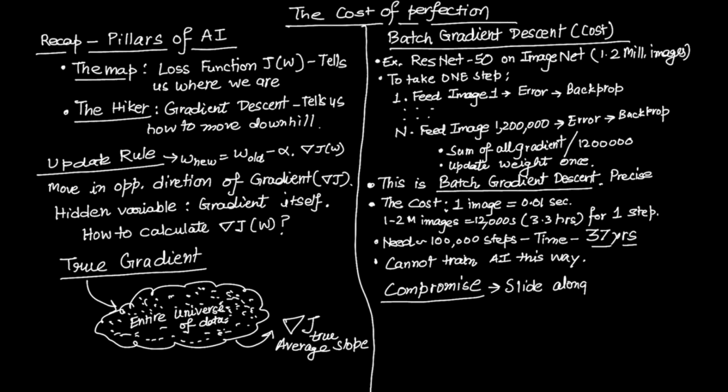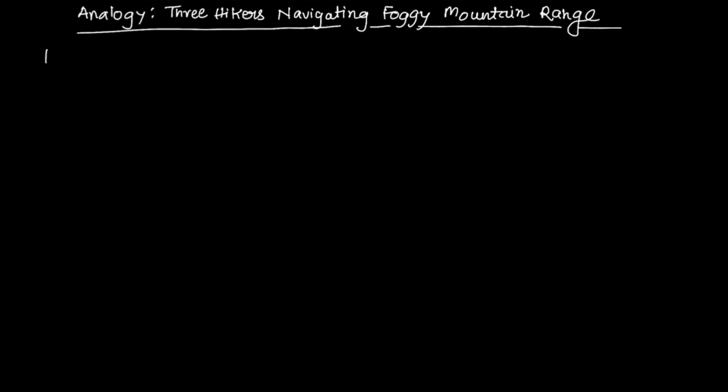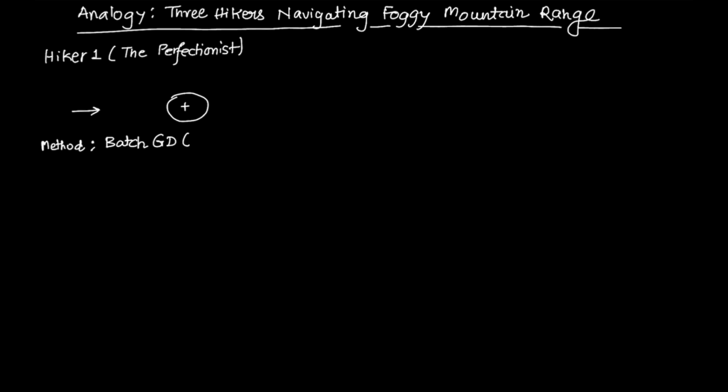We need to slide along a spectrum called batch size. We need to trade perfect accuracy for speed. Let's visualize this with an analogy. We have three hikers trying to navigate this foggy mountain range to find the valley. First is Hiker 1, or the perfectionist. He uses the method batch gradient descent. His batch size is N, or the entire dataset.